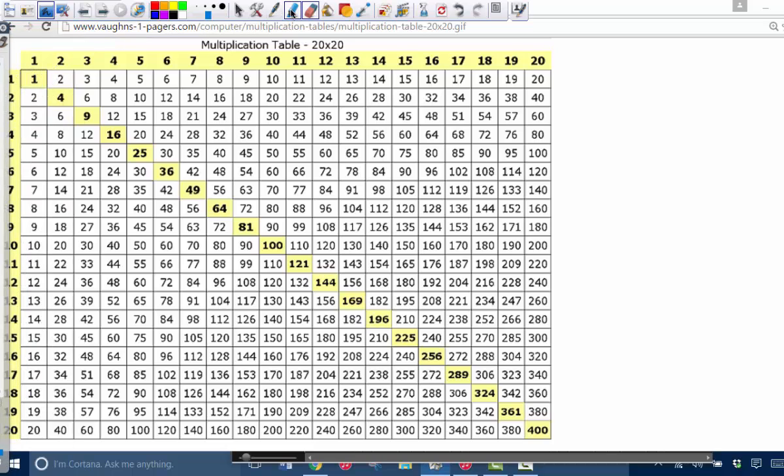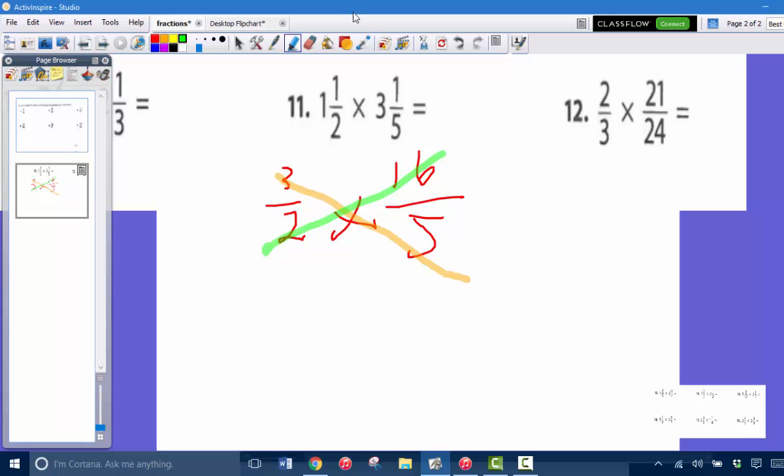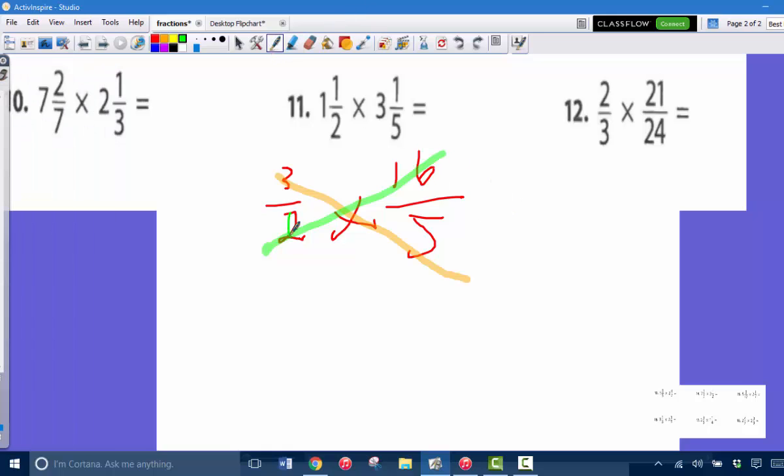Remember, don't use one column. 2, 16. 1 over 8. That's what I was looking for. Okay, so go back with 1 over 8. 1, 8. There we go. 3 times 8 is 24. And then we have 5.